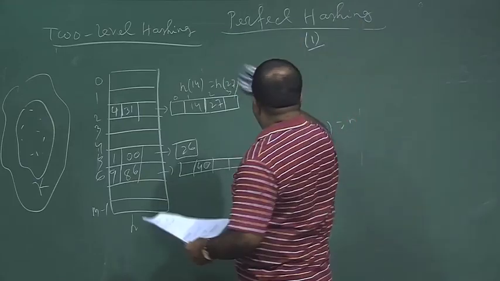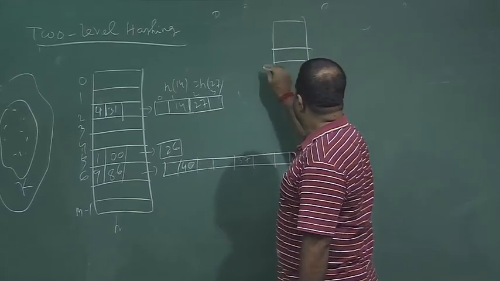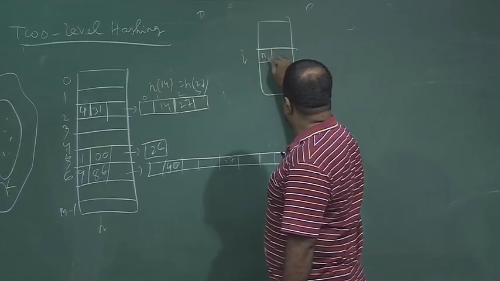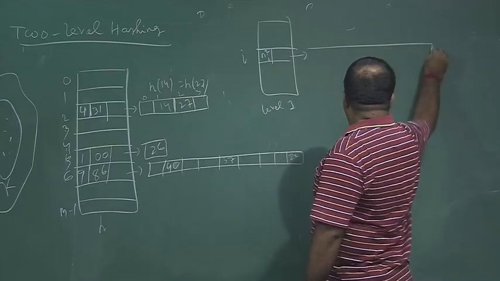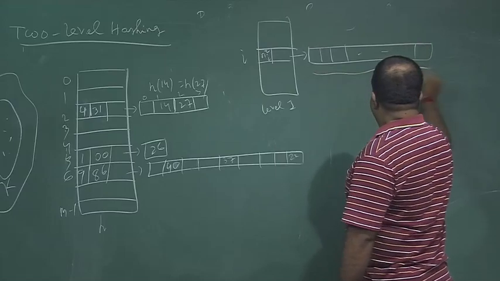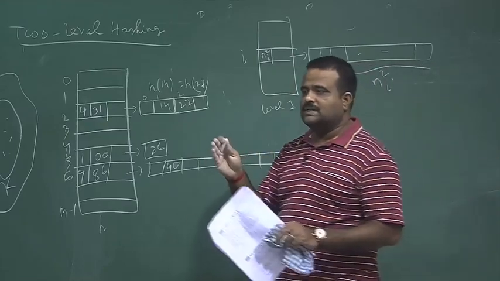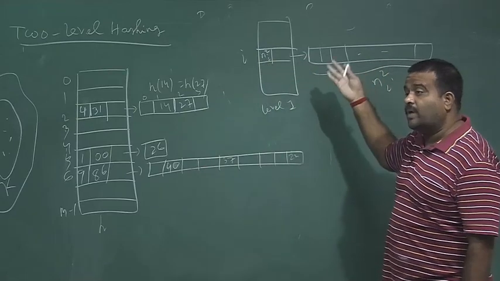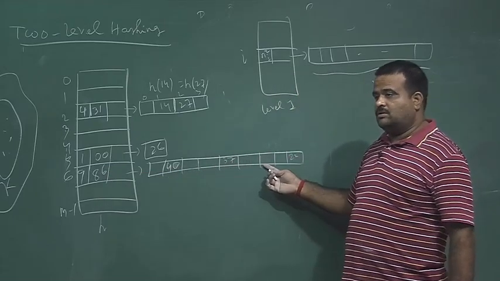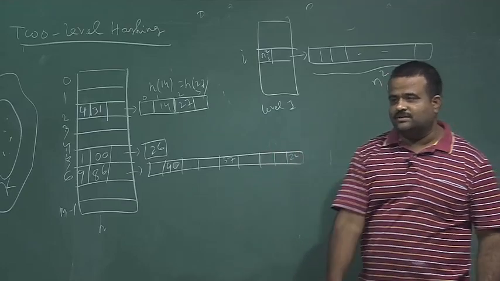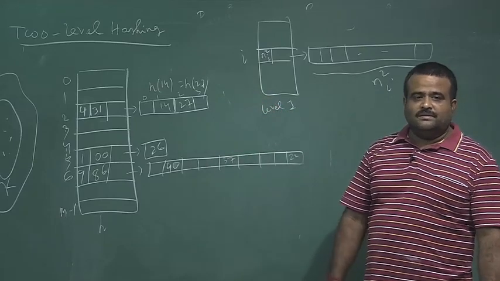What guarantees that there will be no collision in the second level is this: if this is the ith slot, and ni is the number of elements colliding at this level 1 hashing, then we take ni square slots. So ni is the number of keys colliding in the first level at the ith slot, and we take ni square. Here 3 keys were colliding, so we take 9 slots and put the 3 keys in them. It can be shown mathematically that the collision probability is even less than half.